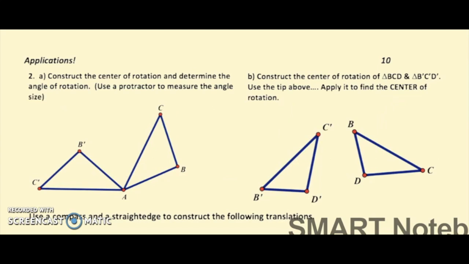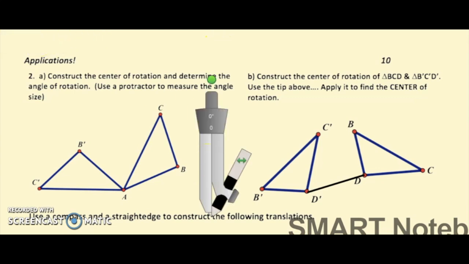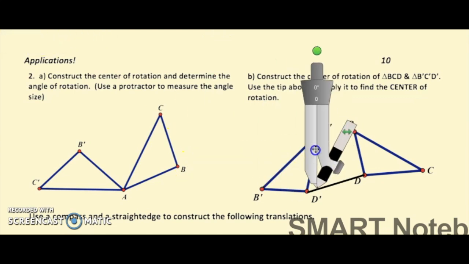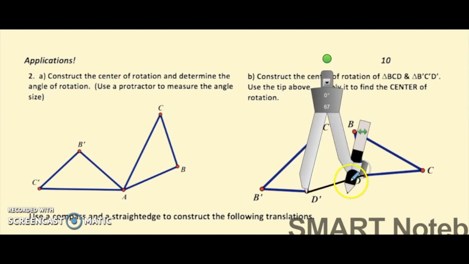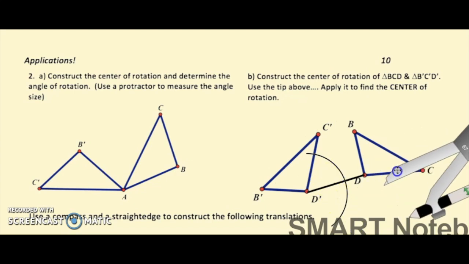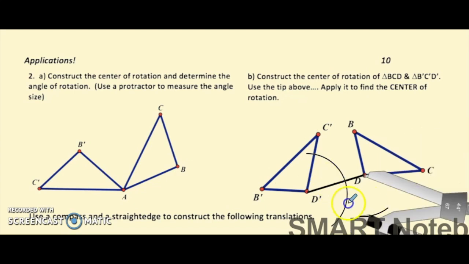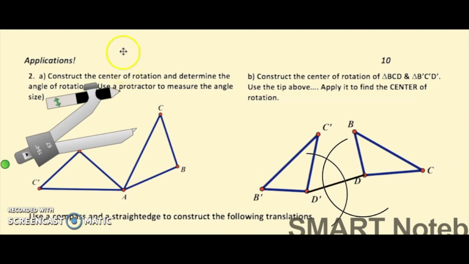So I'm actually going to look at the second one. I'm going to connect any two corresponding points. So here I'm going to connect D and D prime, and I'm going to bisect that segment. So put my compass on one endpoint, open it more than halfway, and get the perpendicular bisector of that. We've done that a few times today already. And use your straight edge to draw in that bisector. And I would extend it out pretty far. You are never sure where these are going to intersect.